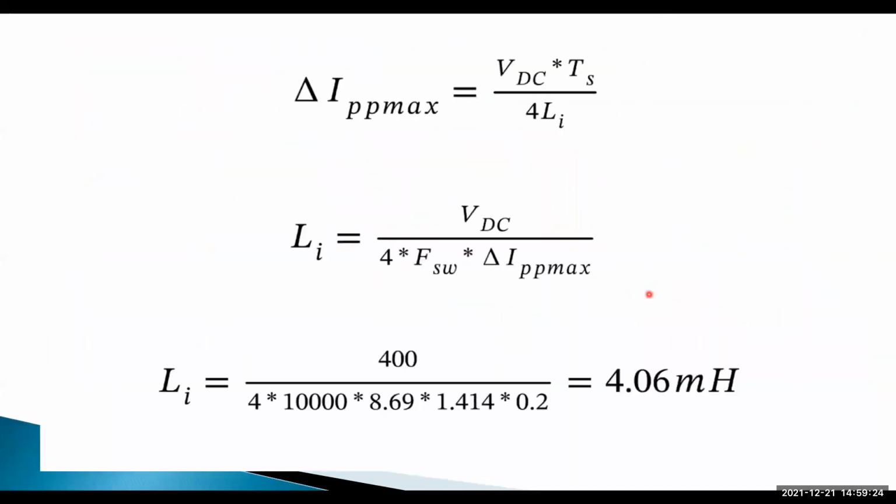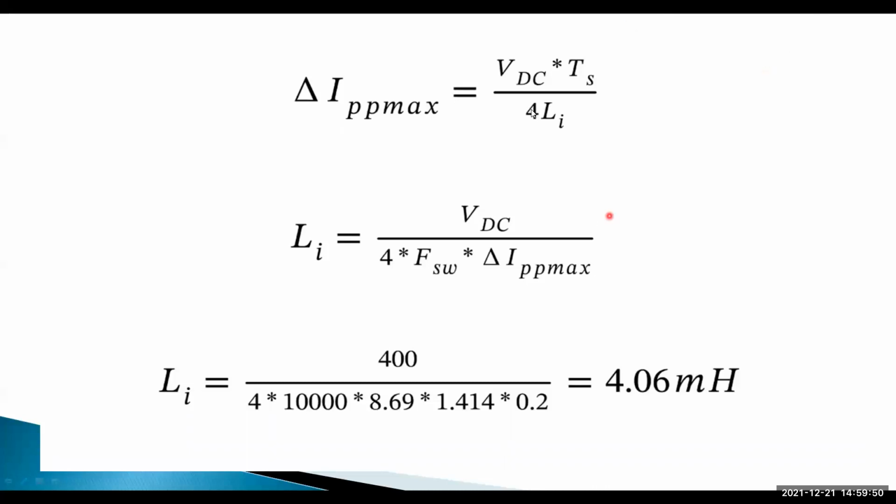For these specification values, substitute VDC equal to 400, then 4 into the switching frequency of 10 kilohertz into the ripple current. For example, let us assume the current is 8.69, into 0.2. This way we have to design the inductor, and we get 4.06 millihenry. This is the design of the inductor.